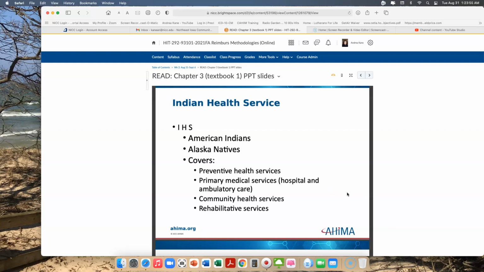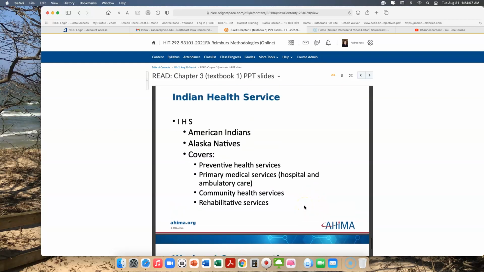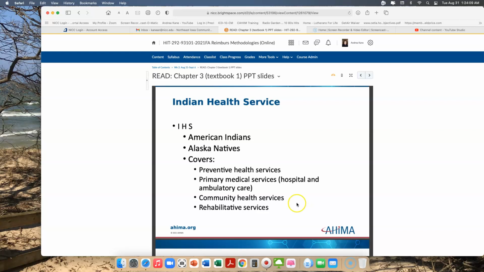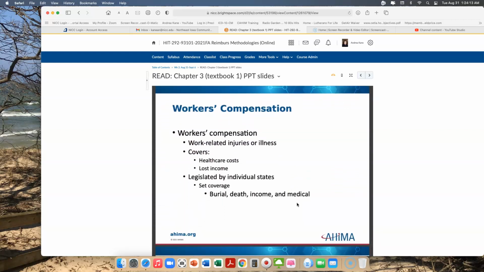Workers' compensation is another aspect of governmental plans. Workers' comp covers work-related injuries or illness. It covers the healthcare costs and lost income. It is legislated by individual states. They set the coverage for burial, death, income, medical, all of that. So workers' comp, but that's state again.